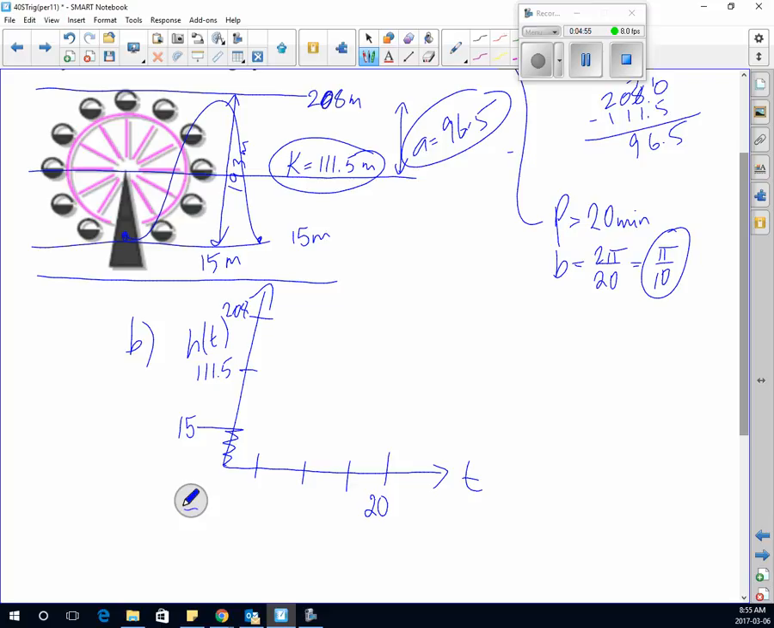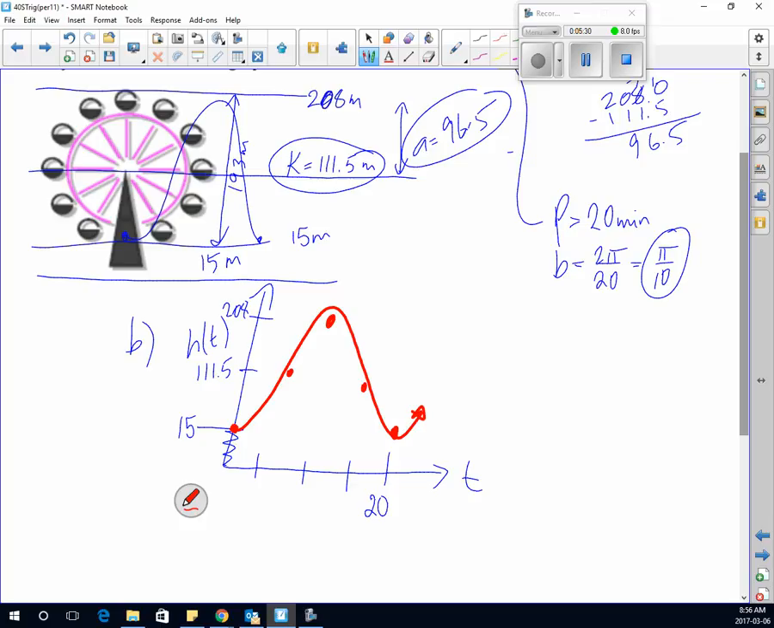Okay, so if she gets on 15 meters from the ground and goes for one rotation, does everybody see? She'll be at the lowest point, and then a period later she'll be at the lowest point. What would be halfway between the two lowest points? The highest point. Yes. So this looks like a beautiful cosine graph, right? Yes? I didn't hit that one dot there.